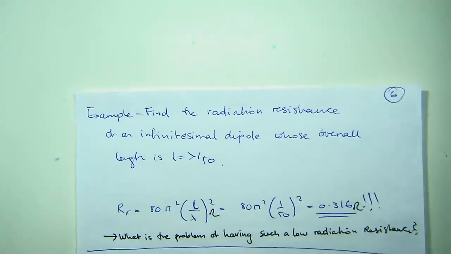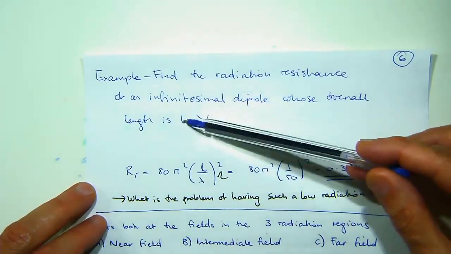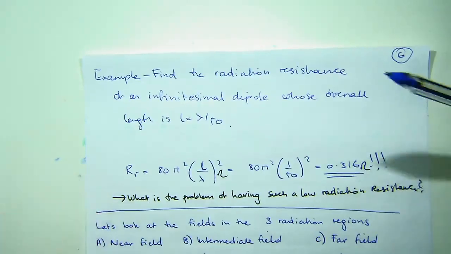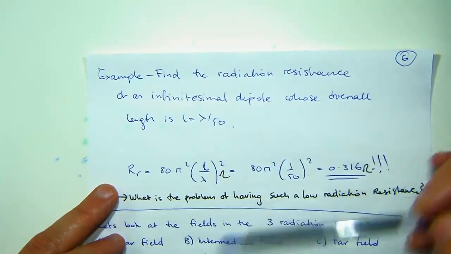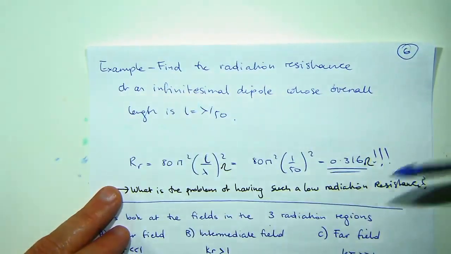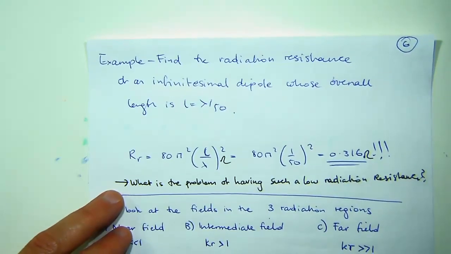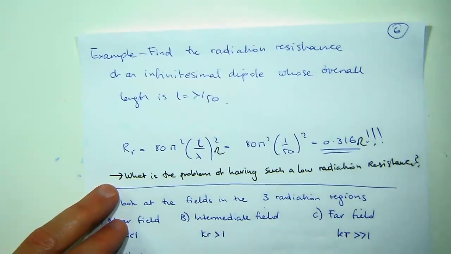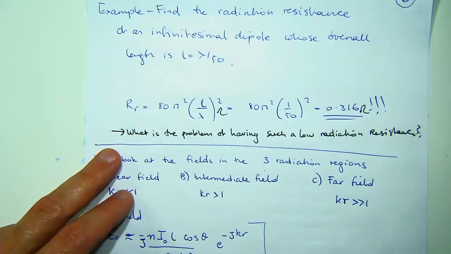And what we found, as an example, was, if we've got this infinitesimal dipole, and I said, well, if the length is lambda on 50, which is a bit of a poor approximation because we said this is infinitesimal, really we're also going to look at what a small dipole looks like. But anyway, we worked out the radiation resistance, and it was only 0.3 of an ohm. I tried to emphasize, but it should also be obvious to everyone, that given this low radiation resistance, an infinitesimal dipole is not an efficient radiator.